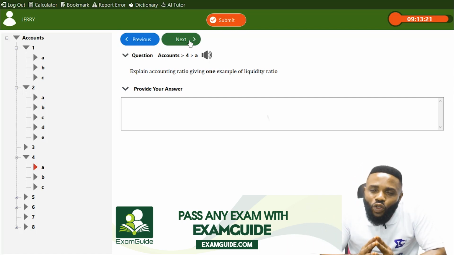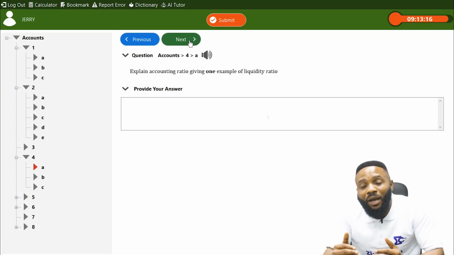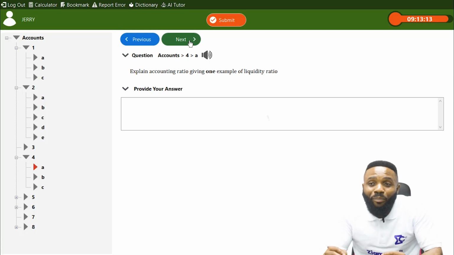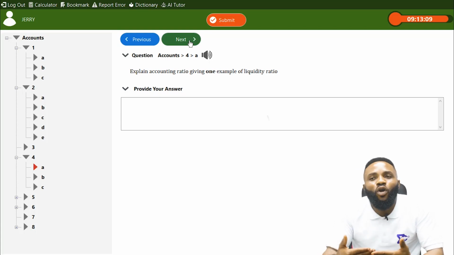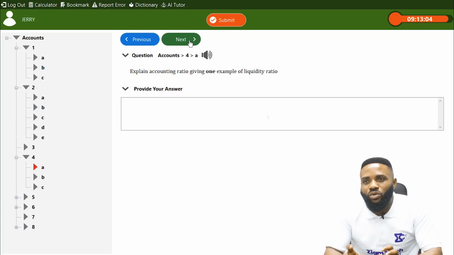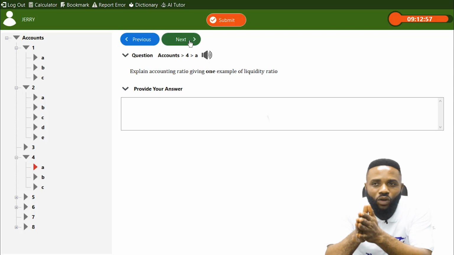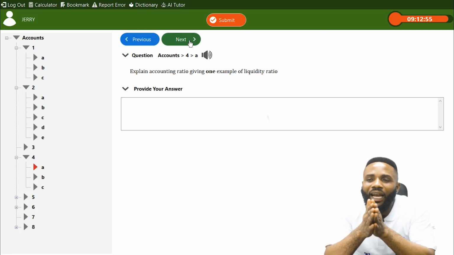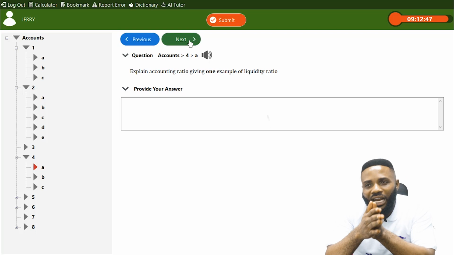So that is going to be your current ratio, or what we call working capital ratio. Then the second one is what we call quick ratio, or acid test ratio. Now, the acid test ratio is your current asset minus stock divided by your current liabilities.